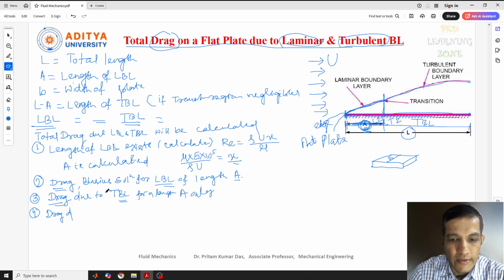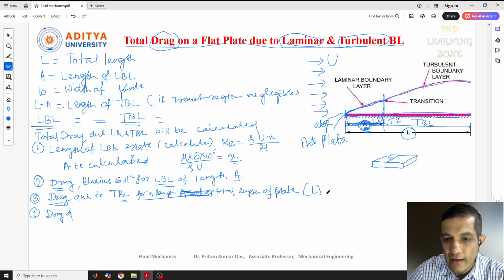Okay, first one calculated, second one Blasius equation, laminar boundary layer, third one is the turbulent boundary layer. No, actually, this one, the drag due to turbulent boundary layer we can consider for the whole length, not for this one. First one we can calculate not for the A, but for the total length of the plate, so that is nothing but L. The total whole length we need to find out. Okay, and then find the drag.